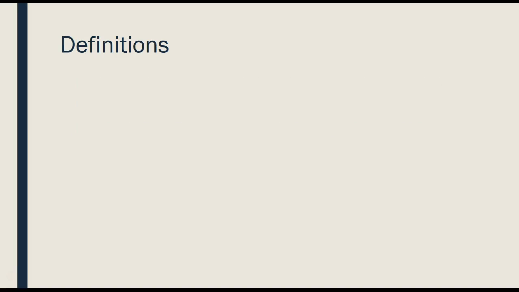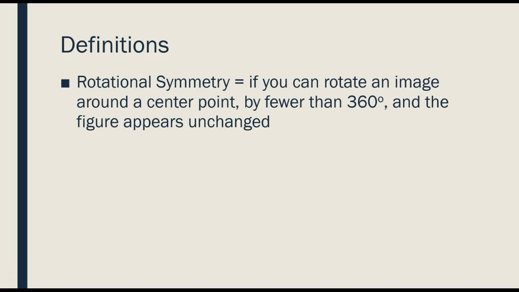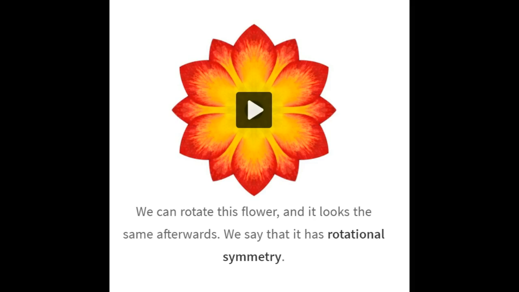First, let's talk about the definition of rotational symmetry. Rotational symmetry is what occurs if you can rotate an image around a center point by fewer than 360 degrees, and the figure appears to be unchanged. Sometimes it's more difficult to look at a definition in terms of words, so let's look at an example.